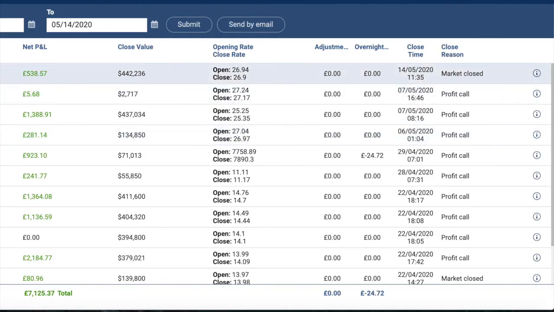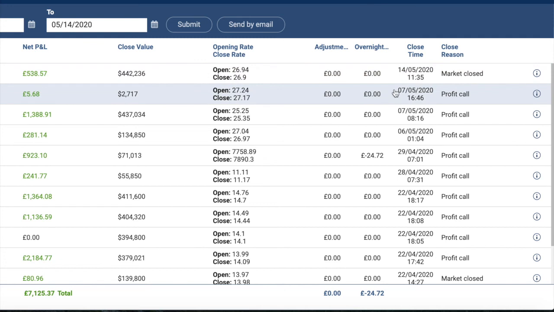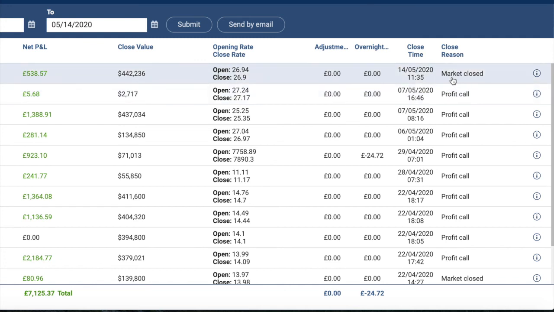So there's that trade at the top here. Okay, so I made £538.57 on that trade. And if you look here, this was the open rate, at 26.94, and I closed at 26.90. The actual trade itself, there's only 4 pence difference to make that much money. You know, it's just mind blowing. It really is. And it says market closed, and it tells you here the time that I closed it.